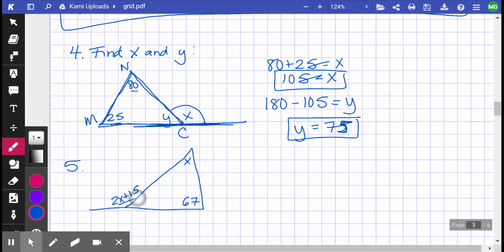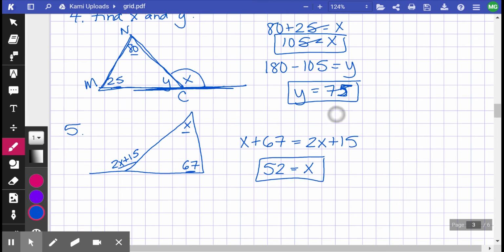We say the exterior angle is equal to the sum of the remote interior angles. So pause the video and see if you could set that equation up. So you should have x plus 67 equals 2x plus 15. And then you would solve for x, so subtract over your x, subtract over your 15, and we get 52 equals x.